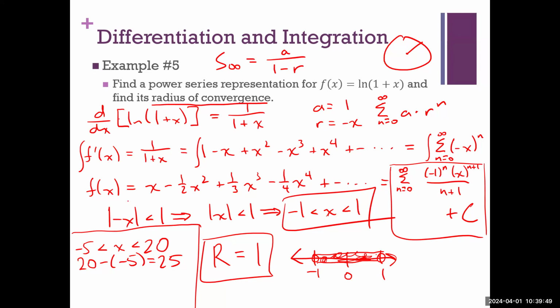If that's the diameter, what's the radius? I think we already said it. 25/2. 12.5. What's the center of this interval? 7.5. What is 7.5 plus 12.5? 20. What's 7.5 minus 12.5? -5. So hopefully that all feels more consistent now. Questions?